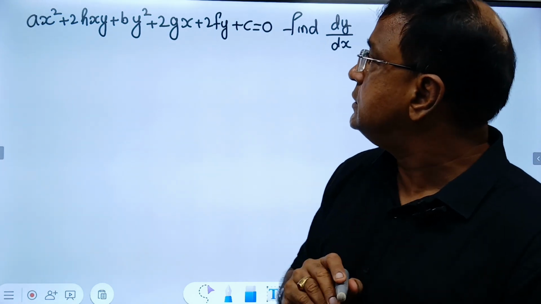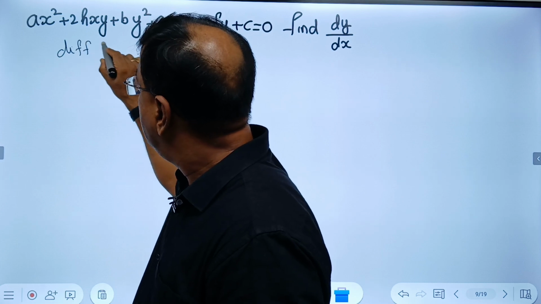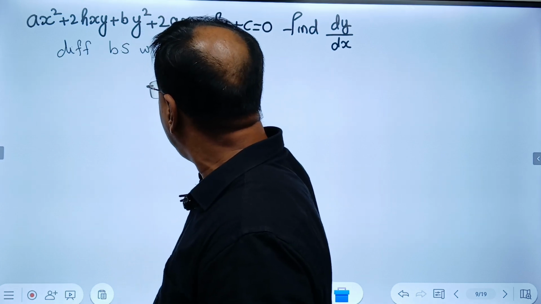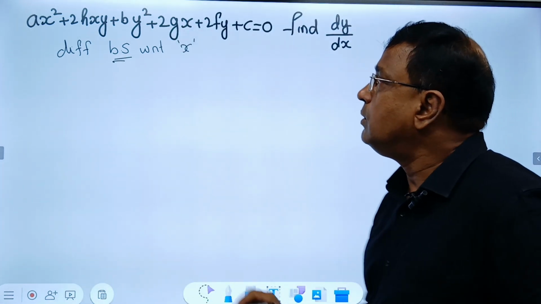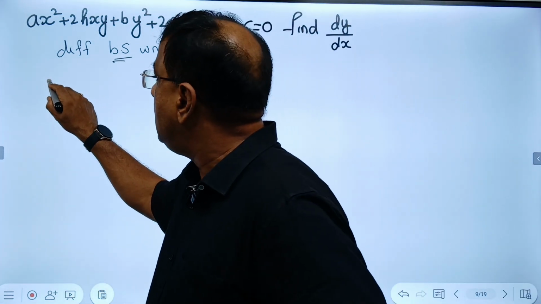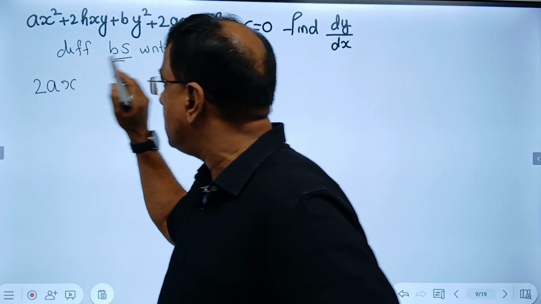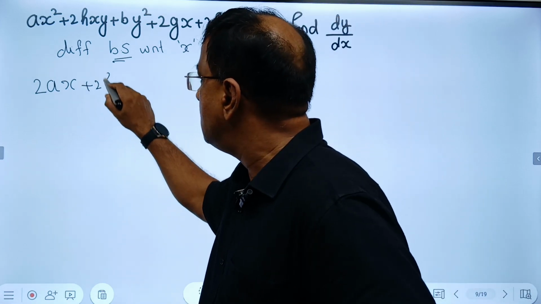Now let us differentiate this. So differentiate both sides with respect to x. Once again, do not use this type of notation in the exam. Now a is a constant. What is differentiation of x square? 2x. Now here 2h is a constant.